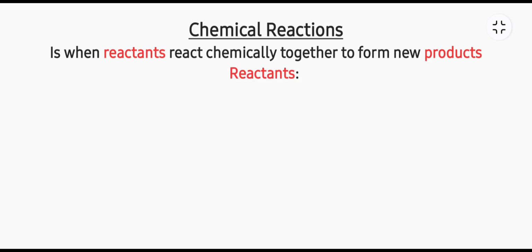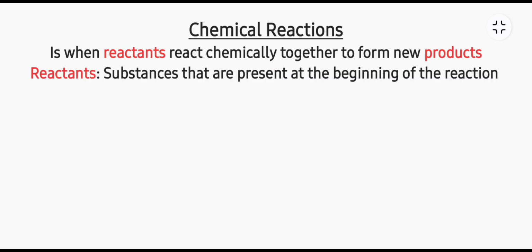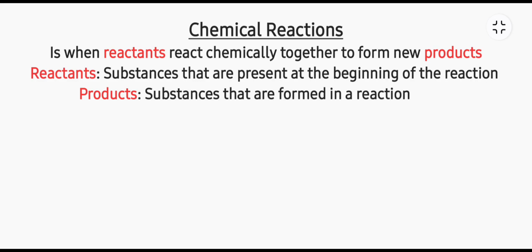The reactants are substances that are present at the beginning of the reaction. And then products we say ke substances that are formed in a reaction. So reactants are substances that are present at the beginning of the reaction, se chunga reaction ya rona e kala o ba le tsona. And then after the reaction o ba le di product e se chu.